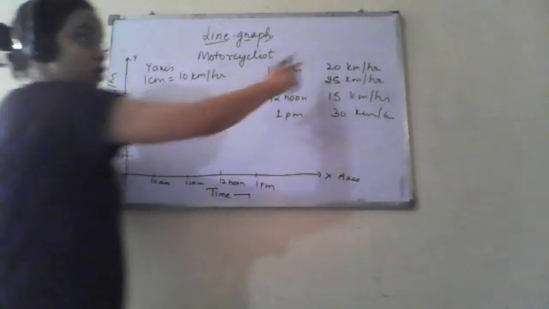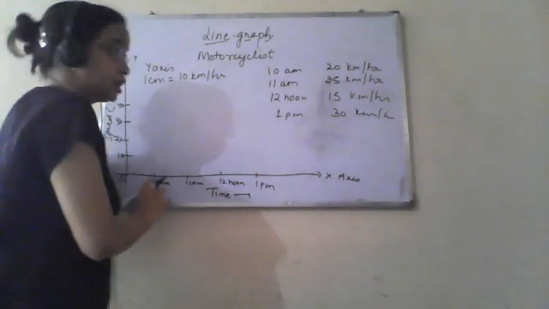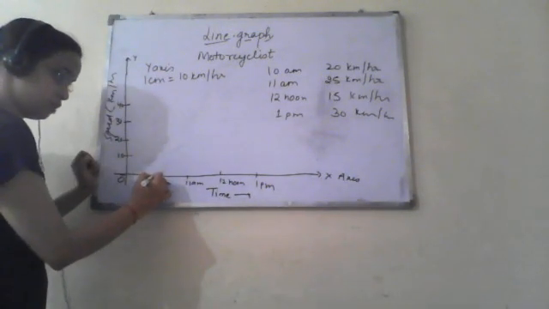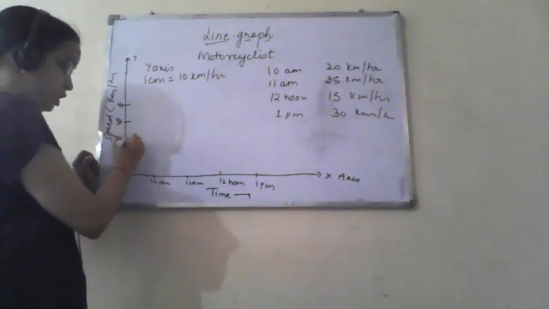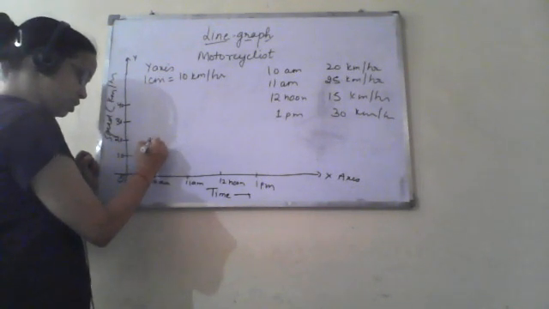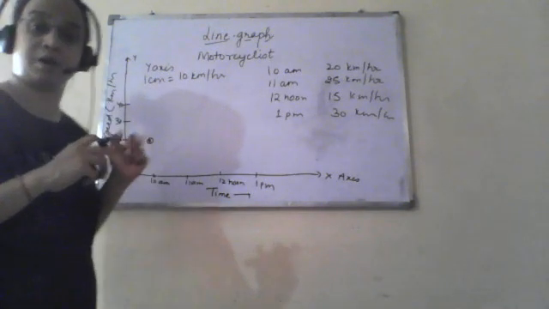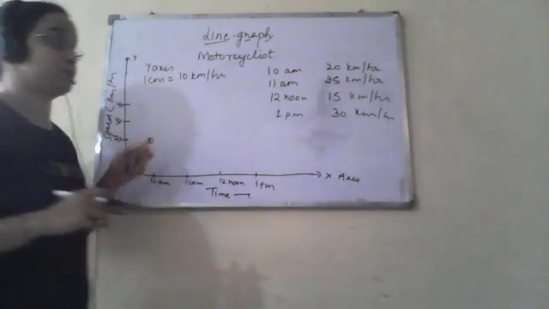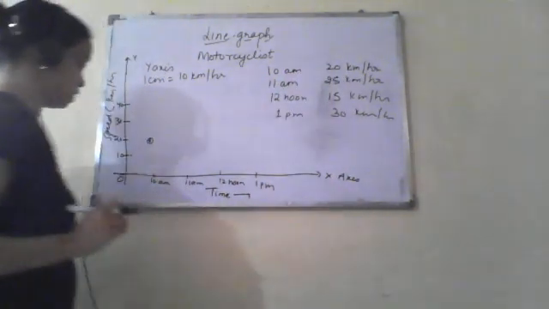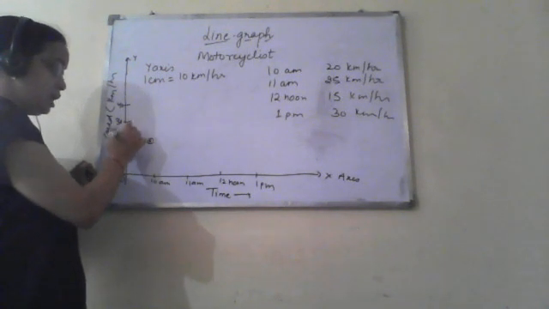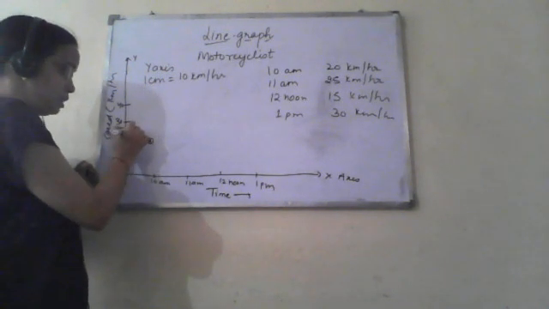Now what is the speed of the motorcyclist at 10 a.m.? It is 20 kilometer per hour. So 10 a.m. is our value on the x-axis, and 20 kilometer per hour is this. So we will plot a dot. Okay. We have to just compare through the lines. So at 10 a.m. we have 20 kilometer per hour. At 11 a.m. his speed was 25. So 25 will lie between 20 and 30. It will be somewhere like here.